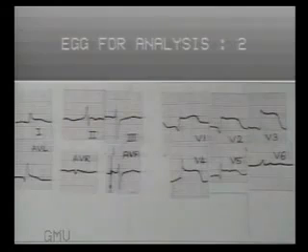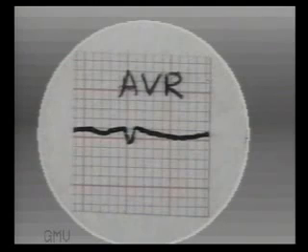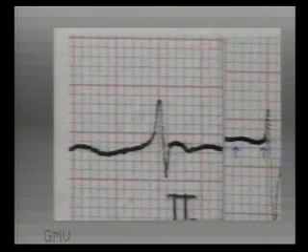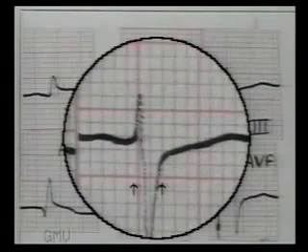Now we come to ECG number 2. First inspect it grossly. Then come to lead AVR. AVR shows negative waves, so recording is correct. In lead 2, P wave is not seen, but lead 3 shows normal P wave. The PR interval is 4 mm, which is normal.